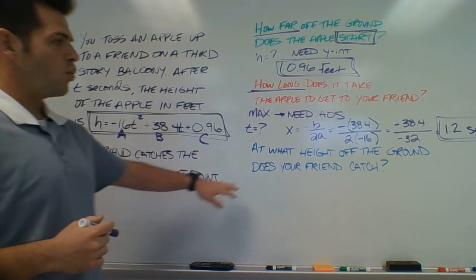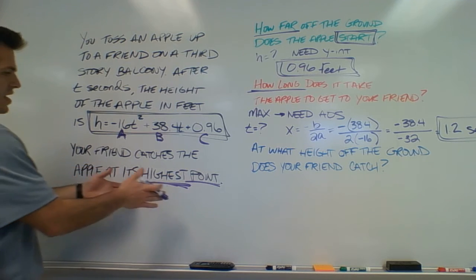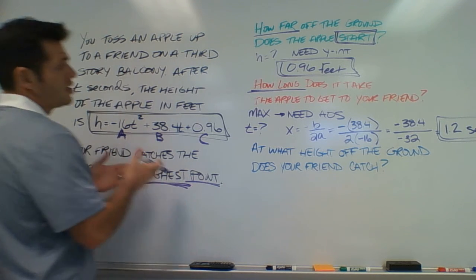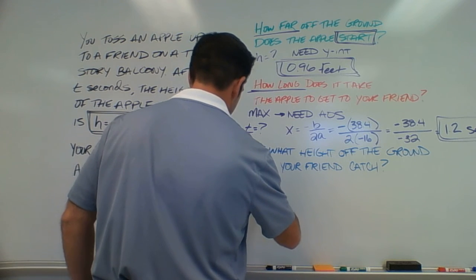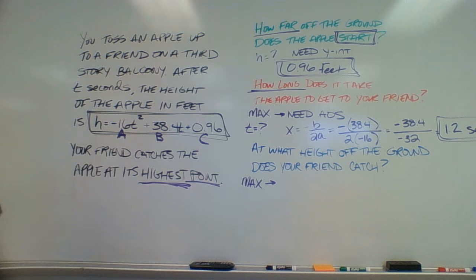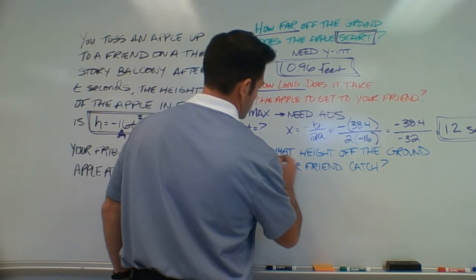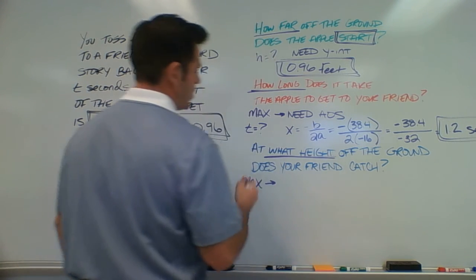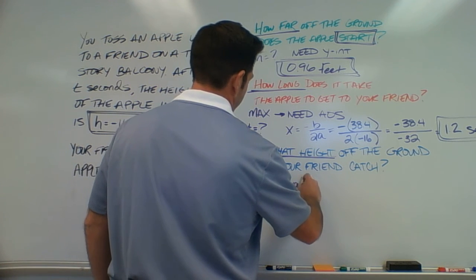Finally, it asks, at what height off of the ground does your friend catch it? Again, the catch is happening at the highest point. Since we're at the highest point, we know we have the maximum. We're talking about height here. Height within our function is replacing the letter y. So when we see the phrasing what height, we know that we need to get the y value for the vertex.